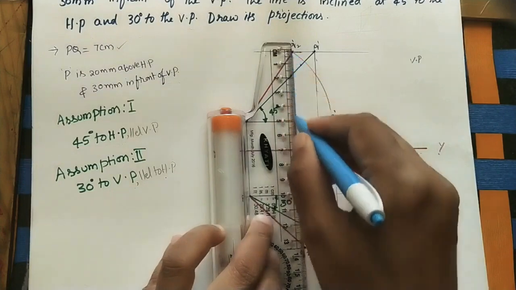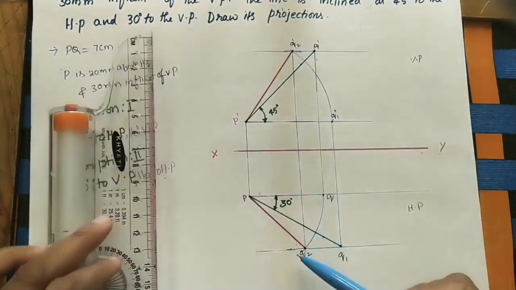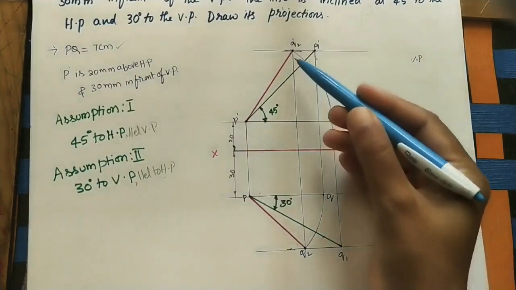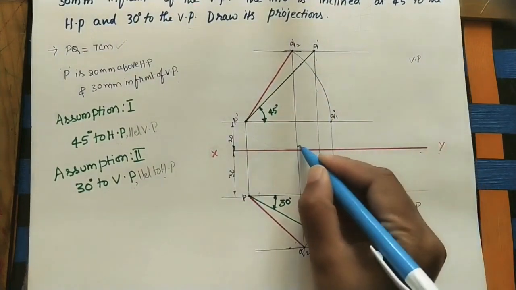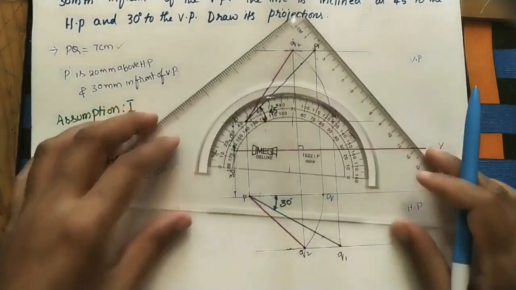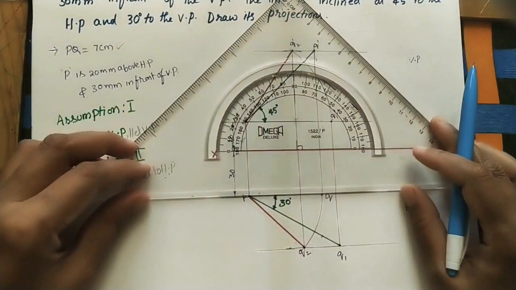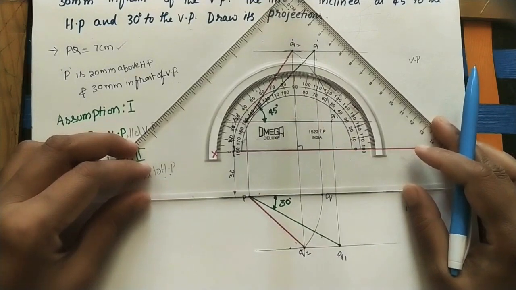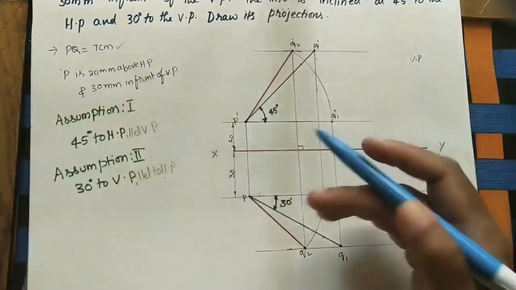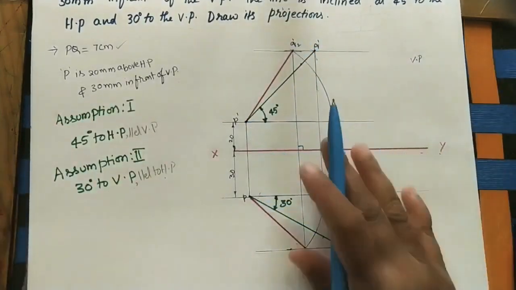If you join here, okay, so Q2 dash and Q2 are coming on the same projector line, and Q2 dash and Q2 should come on the same line. It is perpendicular to the XY line. Check whether it is making 90 degrees or not by using a protractor. If it is making 90, whatever answer we got, it is the correct one. Okay, so this is making 90 degrees. That's why whatever lengths are coming, it is the correct answer.